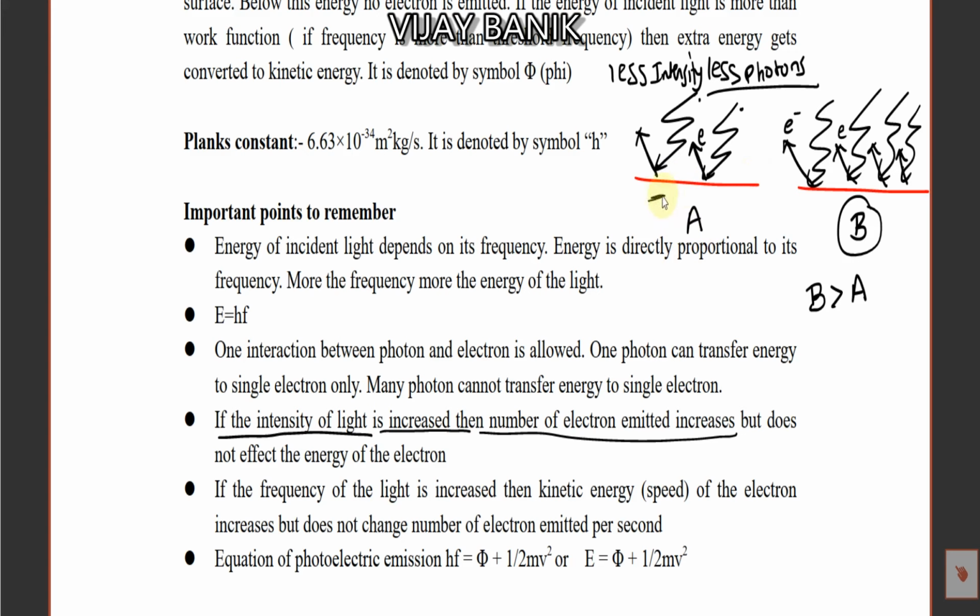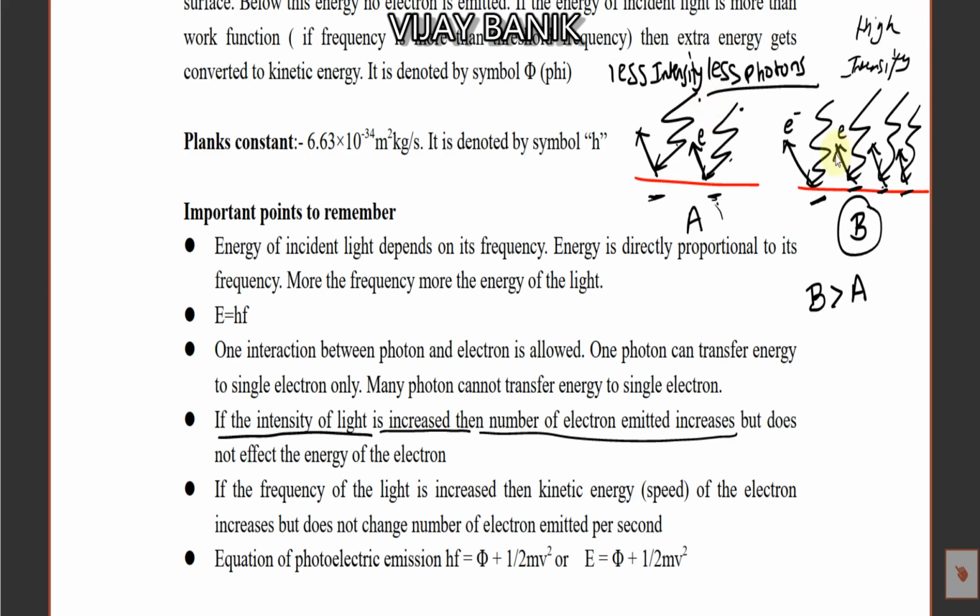How many photons are interacting over here? 2. How many photons are interacting here? 4. Understood? So how many electrons are getting emitted? Since 2 photons are interacting, 2 electrons will get emitted. How many photons are interacting here? 4 photons. So 4 electrons will get emitted. Why? Because this one's intensity is high. This one is high intensity. This is low intensity, low photons. High intensity, more number of photons.